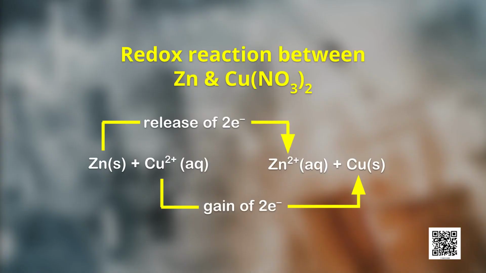The reaction between metallic zinc and the aqueous solution of copper nitrate is: zinc changes to zinc ions and copper ions change to copper.